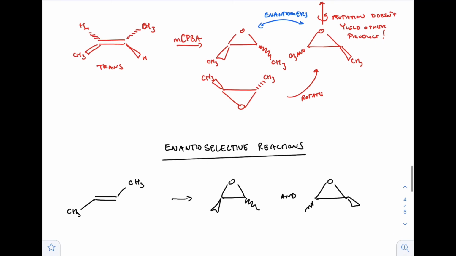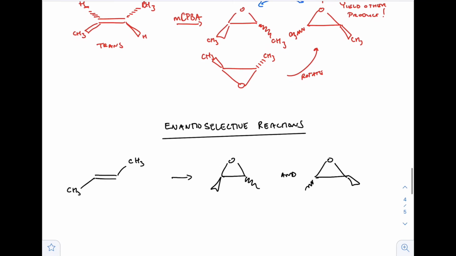Okay. And so I just kind of redrew this reaction. So we know that trans alkenes give you these two enantiomers, right? And it's a 50-50 mixture. That's kind of the idea. You can approach from the top or the bottom in statistically equal amounts. And so you're going to get a mixture of two different enantiomers, but that's not very economical.